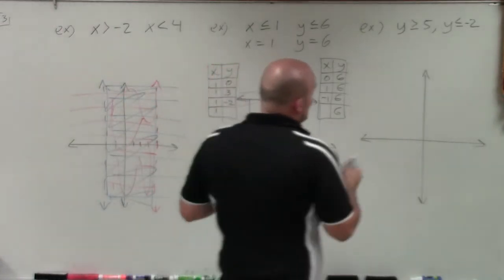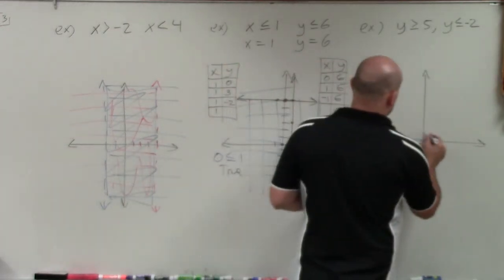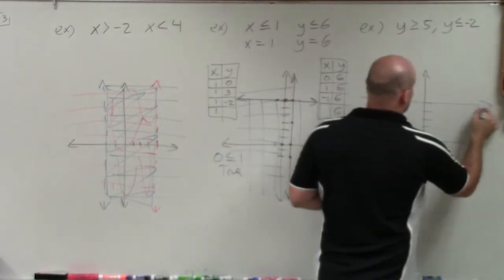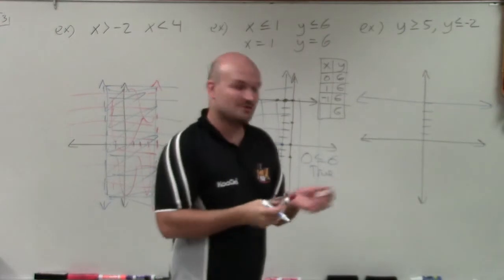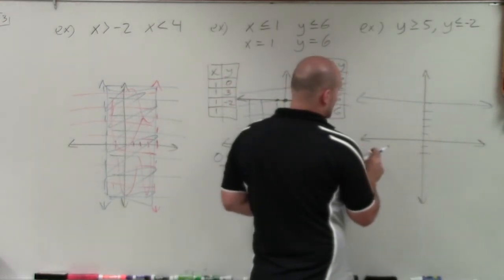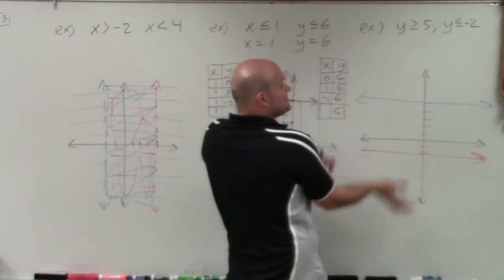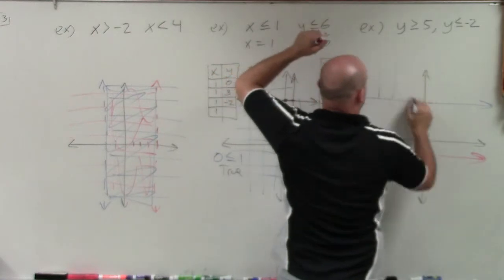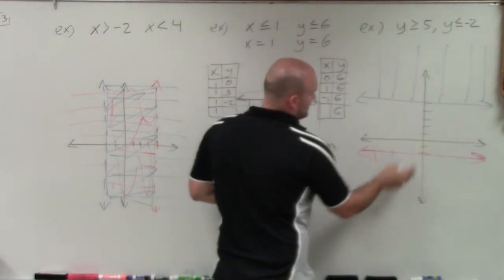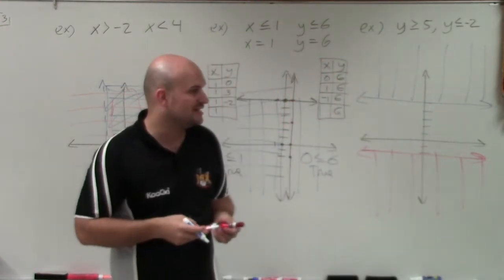In this example, we now are going to have two horizontal lines. So at y is greater than or equal to 5, I'm going to go up to 5. 1, 2, 3, 4, 5. It's greater than or equal to, so it's going to be a solid line. Then I'm going to go to y is less than or equal to -2. So I'll go down to -2. And I'll do another solid line. Now, this is y is greater than or equal to 5. So all the values that are greater are going to be above. And y is less than is going to be below. So you can see this one, they do not intersect. So we do not have a feasible region in this example.